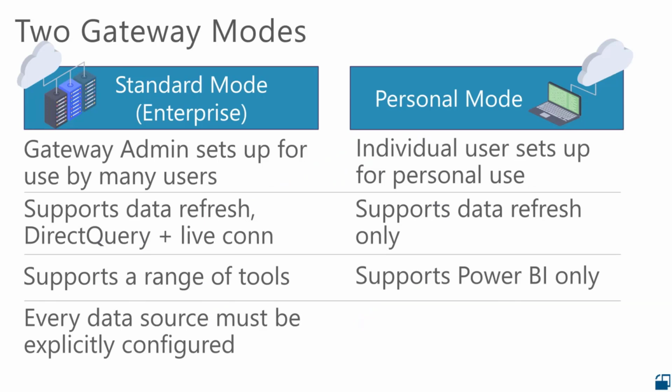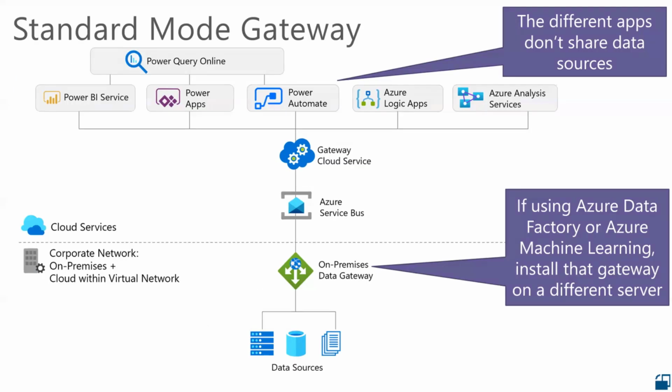So the two different modes have some different distinctions. Really, the idea is that with the standard mode, your gateway administrator is setting that up and managing it for use by many different people, and it supports not only data refresh, but also direct query and live connections. Whereas personal mode is running on somebody's laptop for their personal data refresh in Power BI, and that is all.